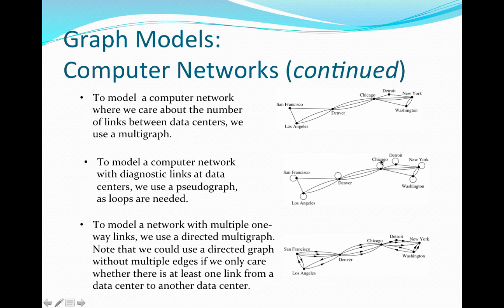In some cases, there will be data centers connected to each other within the same city, and so we use loops in a pseudograph to identify this. And finally, in the case of directed graphs, a direction is identified here. So there's a link going in a particular direction between each of these data centers in these cities.